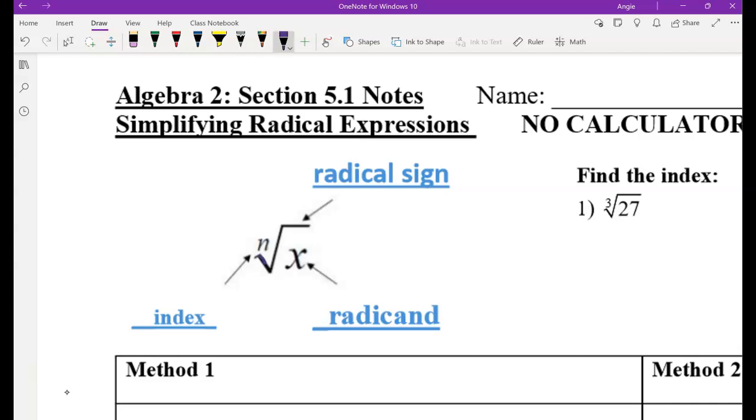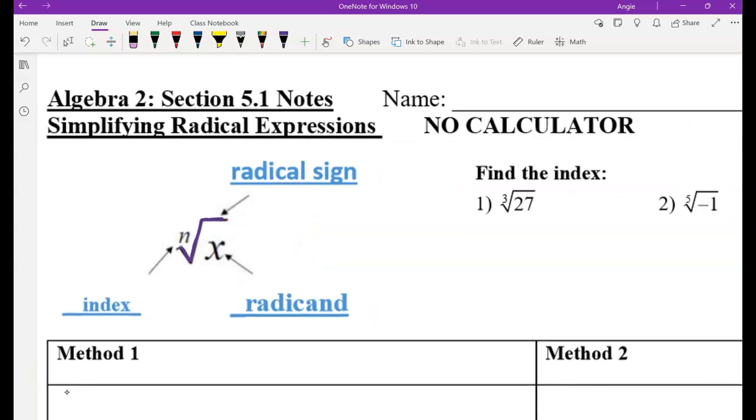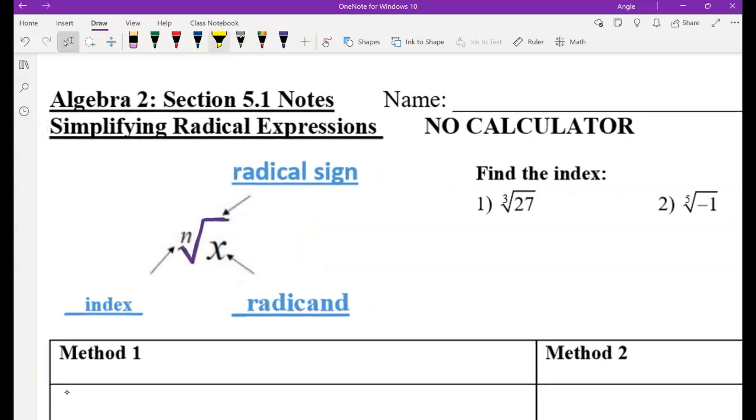Then this sign right here, we call this the radical sign. Now the stuff that's inside, that's what we call the radicand. So this radicand is x. So when I use these words, please do know where they are supposed to be. For this particular section, we cannot use a calculator. So please do not use a calculator when you are working on your homework or your notes.